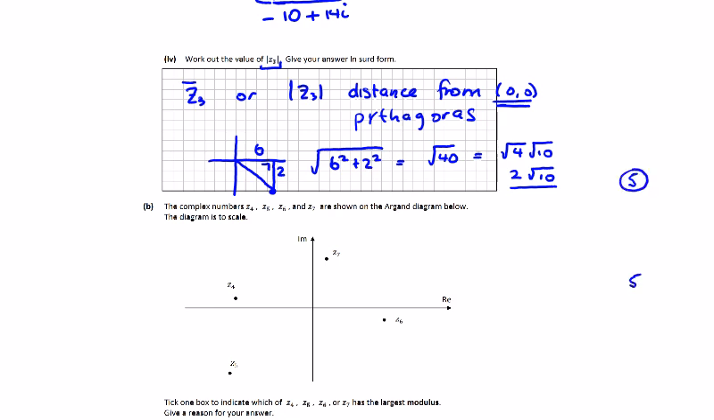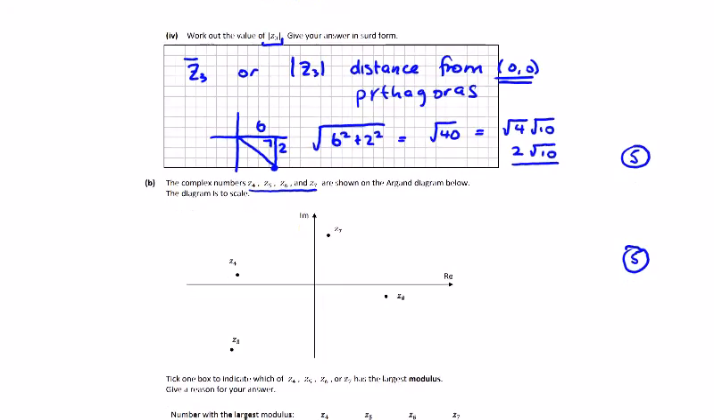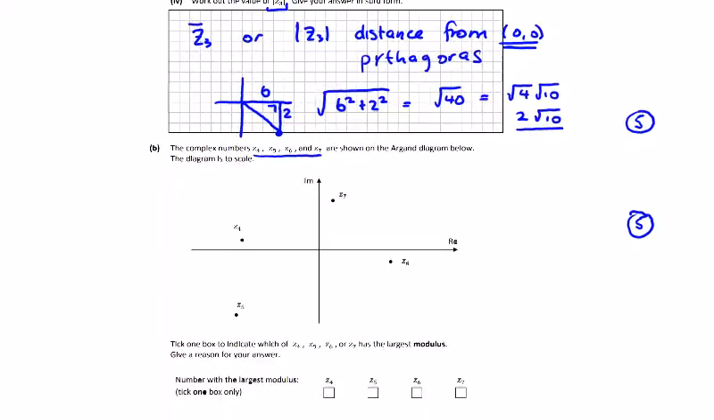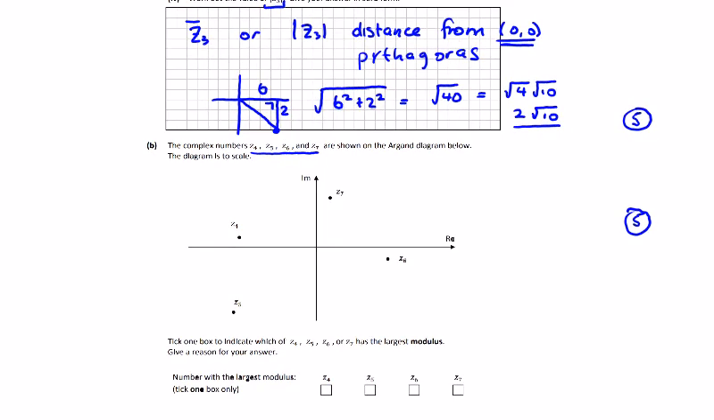And then for the final 5 marks in this complex number question, it's only a few rules, easy when you know them. The complex numbers Z4, 5, 6, and 7 are shown below. The diagram is to scale. Tick one box to indicate which of them has the largest modulus, so it's just which of them is furthest from the origin. And if it's drawn to scale, it definitely looks like Z5 is the furthest from the origin. And that's what you have to take here. And it does say give a reason for your answer, and you just say that it's furthest from the origin.